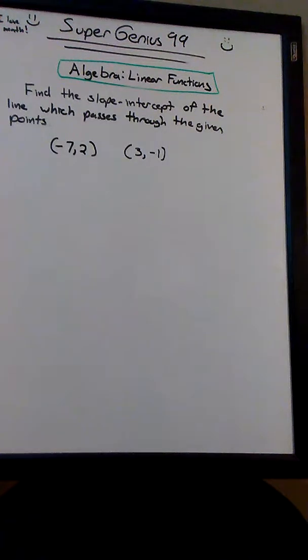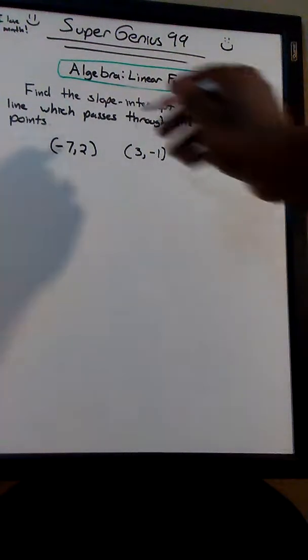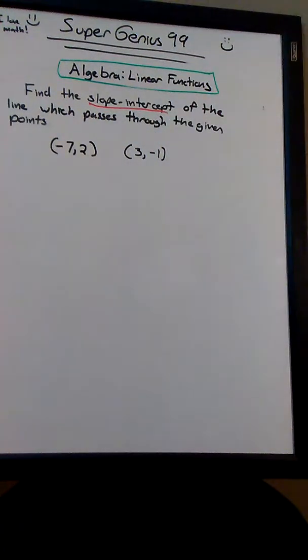It's going to be an algebra video and we're going to be finding the slope. Okay, so the question says find the slope intercept of the line which passes through the given points. Okay, so this question does not ask us to graph, so we're not going to do any graphing.